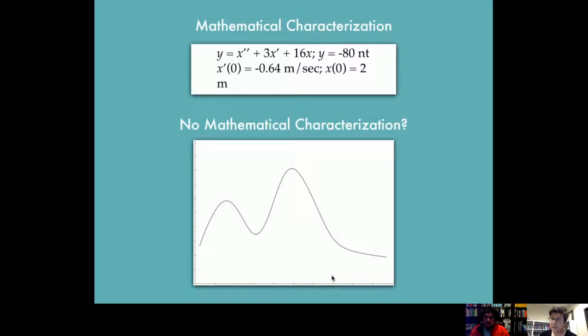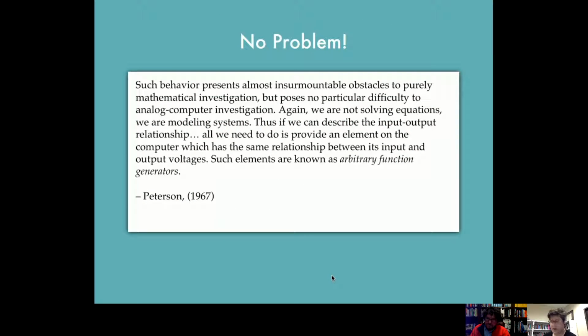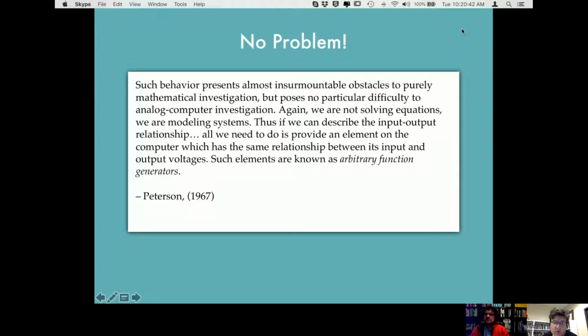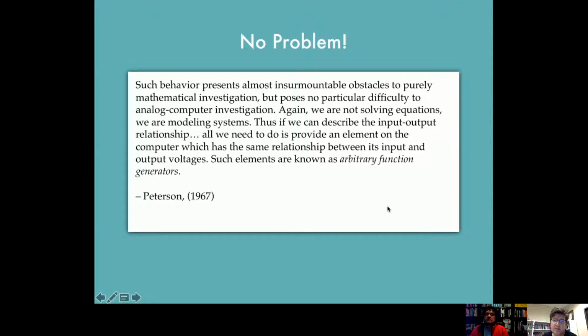I mean, there are various things that you could do. You could try to come up with some equations, but one of the things that analog computer programmers did was quite simple. So here's another quotation. This kind of behavior presents almost insurmountable obstacles to purely mathematical investigation, but poses no particular difficulty to analog computer investigation. Again, we're not solving equations, we're modeling systems.